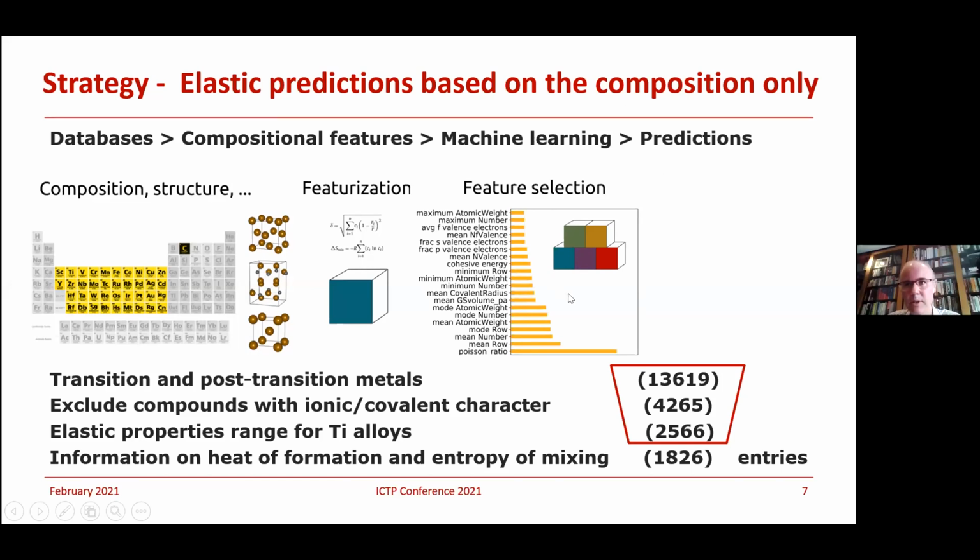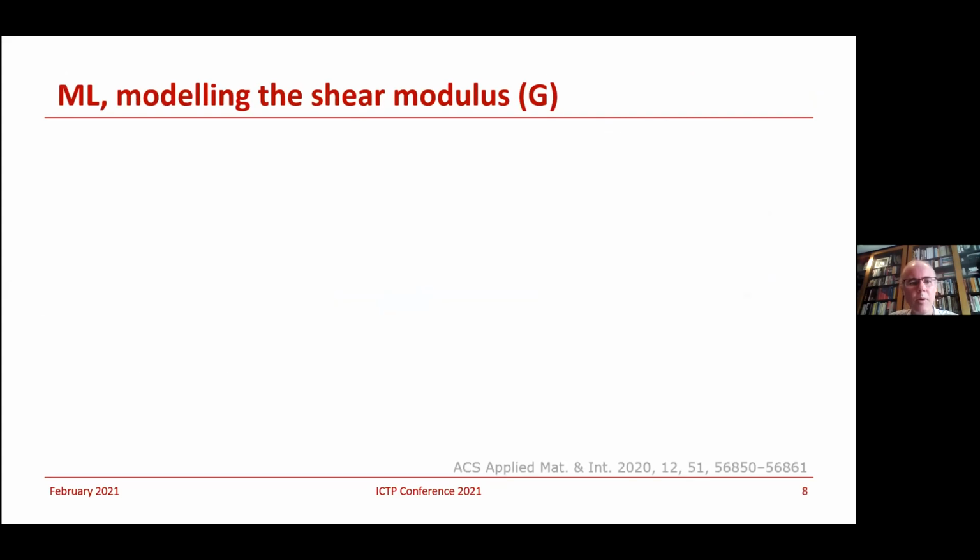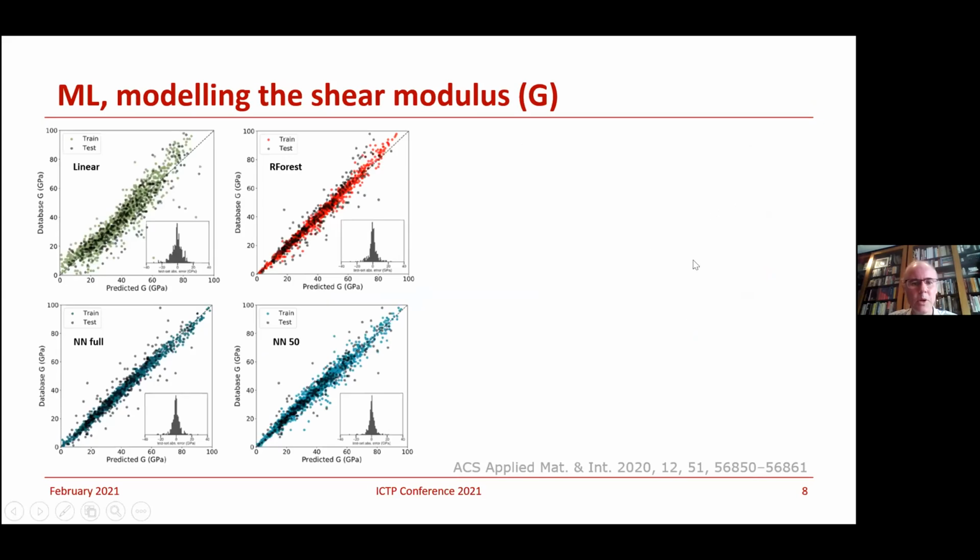And finally, this has been fed to some linear models or random forest regressors in order to train a model towards the bulk modulus or the shear modulus, again using only the composition information. So this was more or less the step regarding the machine learning process. Now, just to give you an idea, this has been done for the shear modulus. Here you explore several options: linear regression or random forest, as well as neural networks, with the full descriptors and a selected number of descriptors.